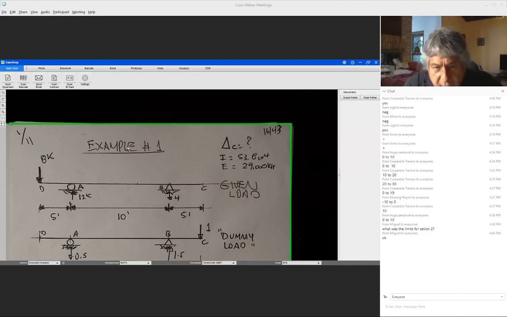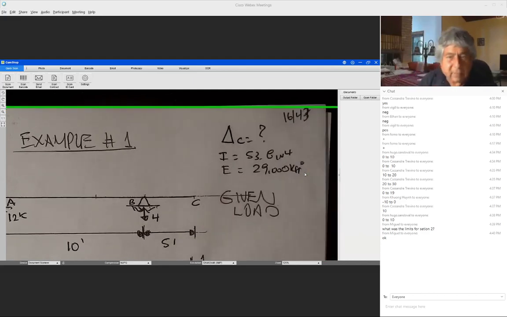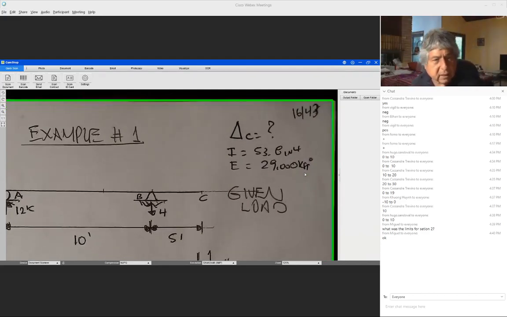This is page 16. Here, they want to find the vertical deflection of point C, the deflection of this point. The moment of inertia is given as 53.8 inches to the 4. The modulus of elasticity is 29,000 KSI. This is the given load.